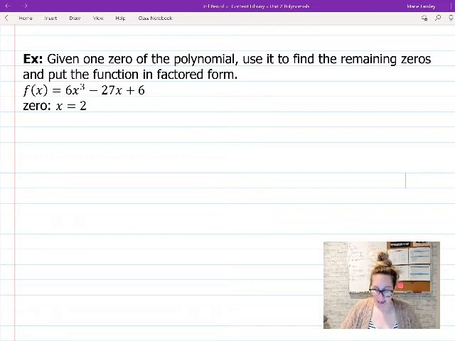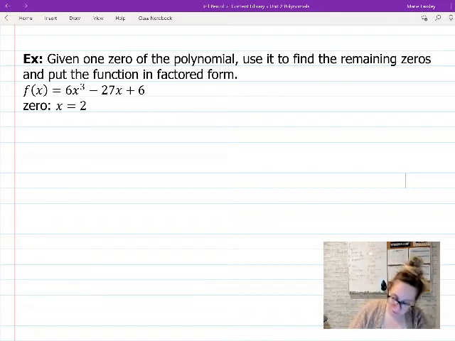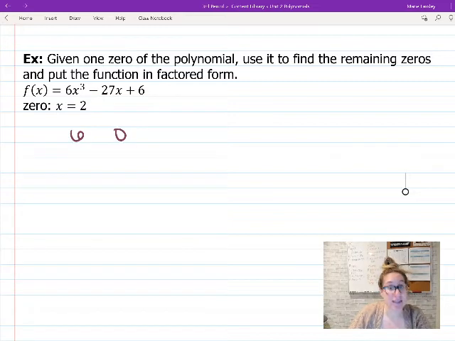So, like I said, I'm going to use synthetic division because I like it. If you want to do this on your own paper using polynomial long division, that's your choice, but I'm going to do synthetic. So for synthetic, I'm going to line up my coefficients. Now I am missing the x squared term, so I have to remember to put a 0. That goes for those of you who are using polynomial long division also. So here are my coefficients: 6, 0, because I'm missing x squared, minus 27, and 6.